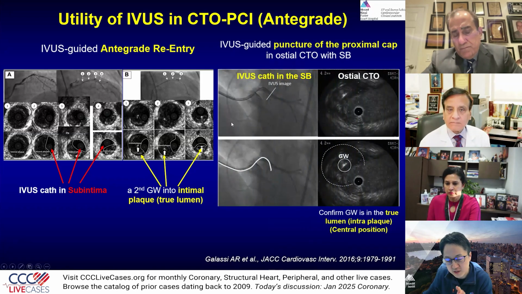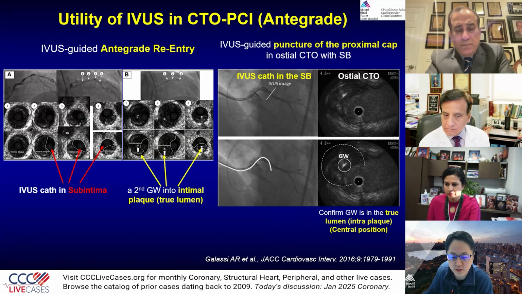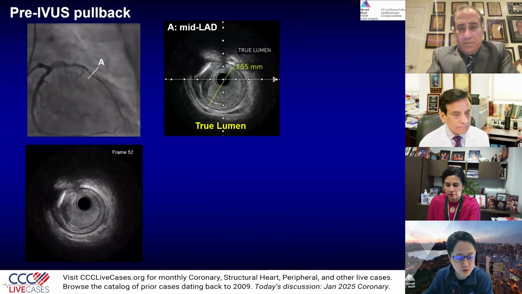Then the second one, as Dr. Sharma mentioned, is for proximal cap puncture. If there is a good side branch, like in this case a good circ or good limus, we put the IVUS live image here, and use the second wire to try to puncture this true plug, the intraplaque. Then in the left bottom and right bottom, there's a guide wire at the central position of the side branch. Then we can confidently say the guide wire is in the true lumen, so we can go forward with less trauma. That's how we use IVUS for the CTO antegrade approach.